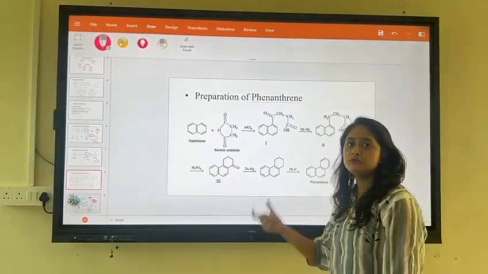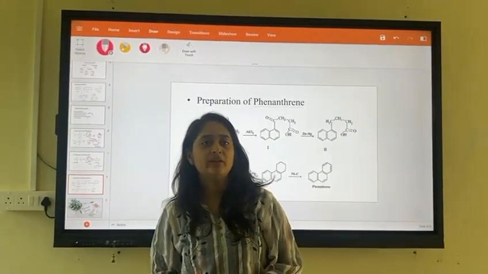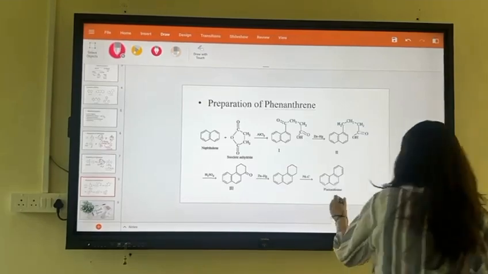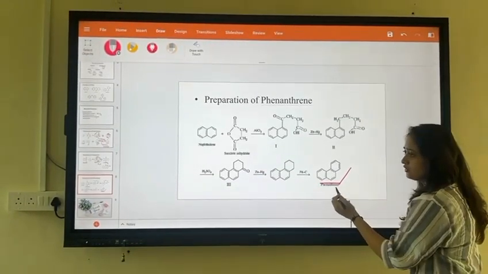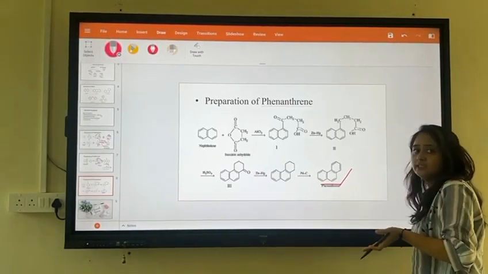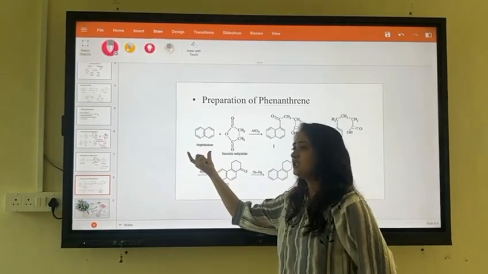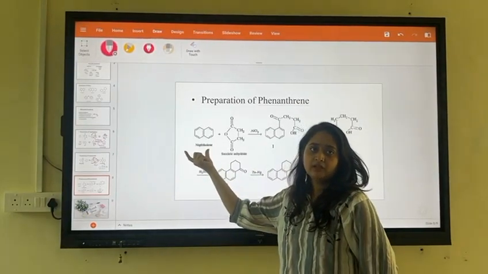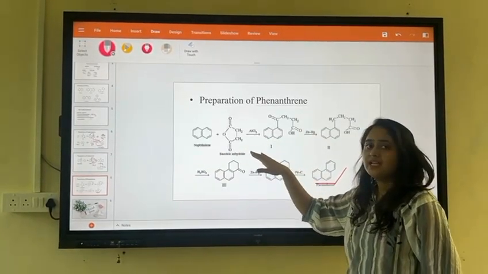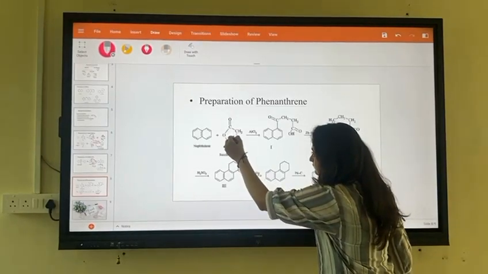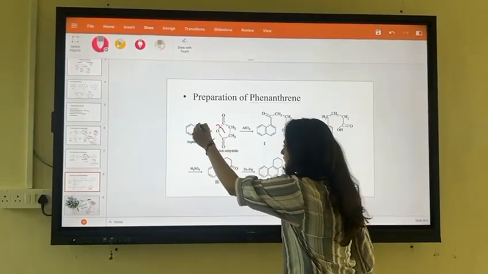Now the synthesis of phenanthrene, which is a more complex form of polynuclear aromatic hydrocarbon. It is not that complex, but the structure is angular, in which two fused benzene rings are in the same plane and another one is at an angle. For the synthesis of phenanthrene, naphthalene is taken as the starting material. Naphthalene is reacted with succinic anhydride and aluminium chloride for the acylation step. The acyl group is attached to the 1 carbon.